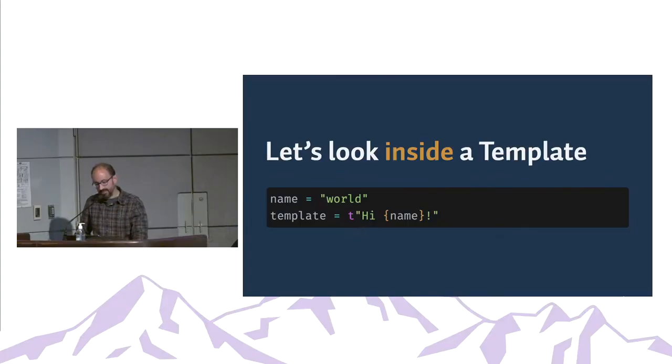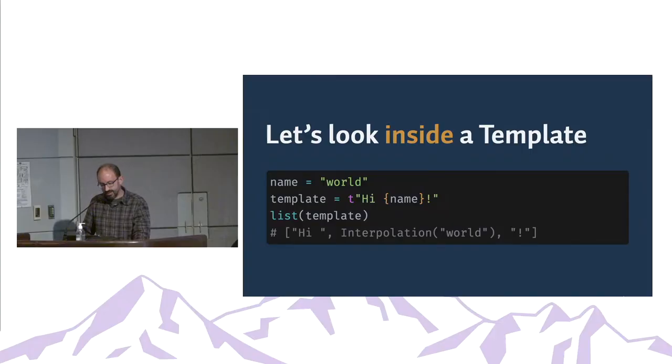So here's some valid Python 3.14 code that creates a template instance. And the easiest way to look at a template is just to iterate over it. So I'm just going to go ahead and do that here. And you can see that what's inside a template is the static parts of the string, the high and the exclamation point, and this new type, interpolation, which represents a substitution in there. And I can reach into the interpolation and get the value world out the other side.